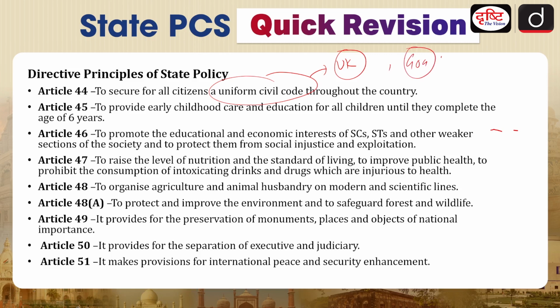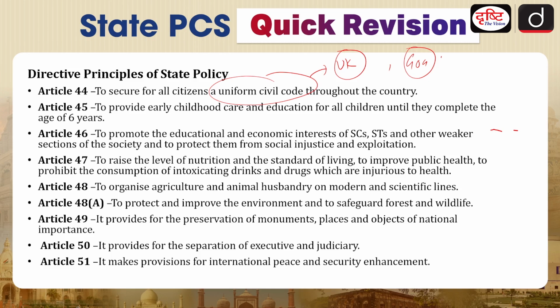Then moving further, Article 45 is talking about early childhood care and education for all children until they attain the age of 6 years. Moving further, Article 46 is talking about promoting the education and economic interests of the Scheduled Castes, Scheduled Tribes, and other weaker sections of society.